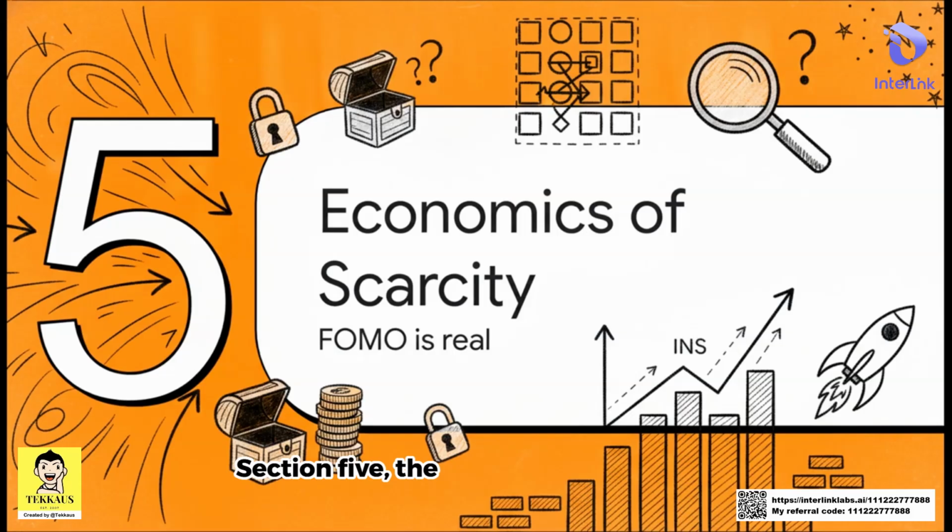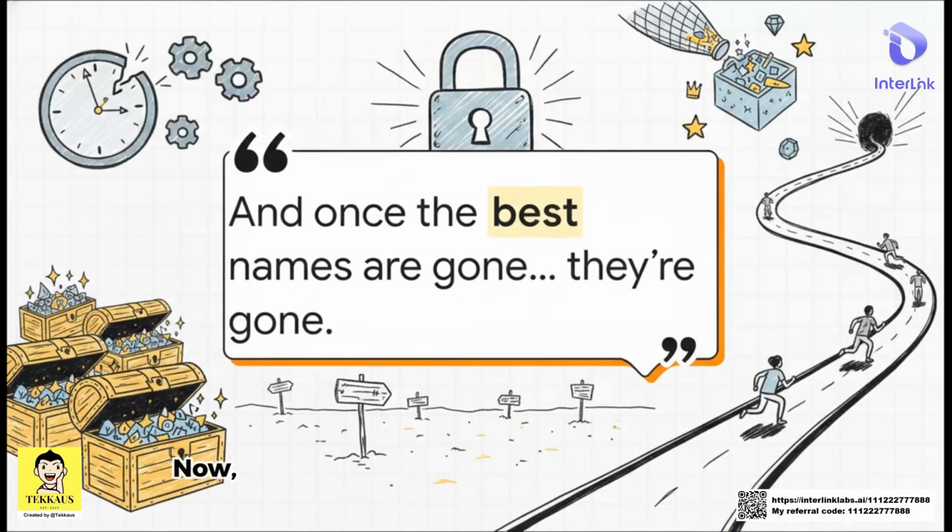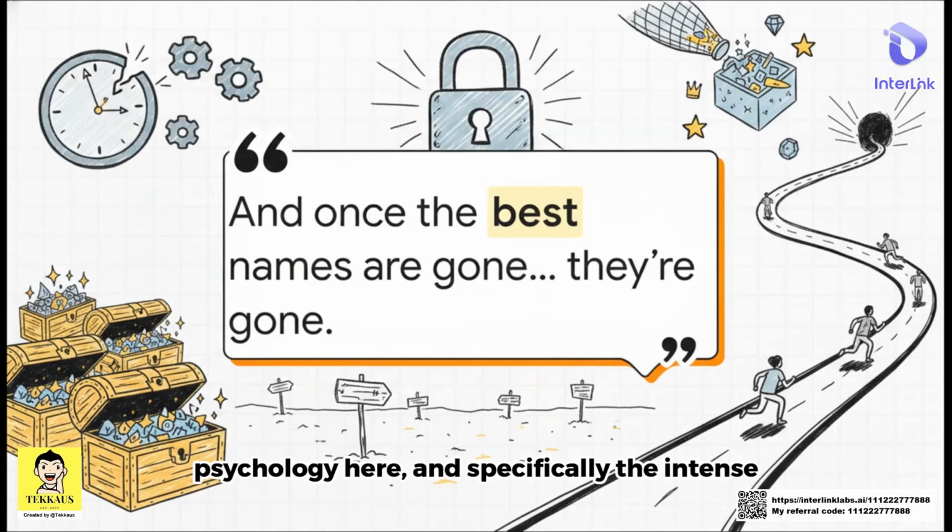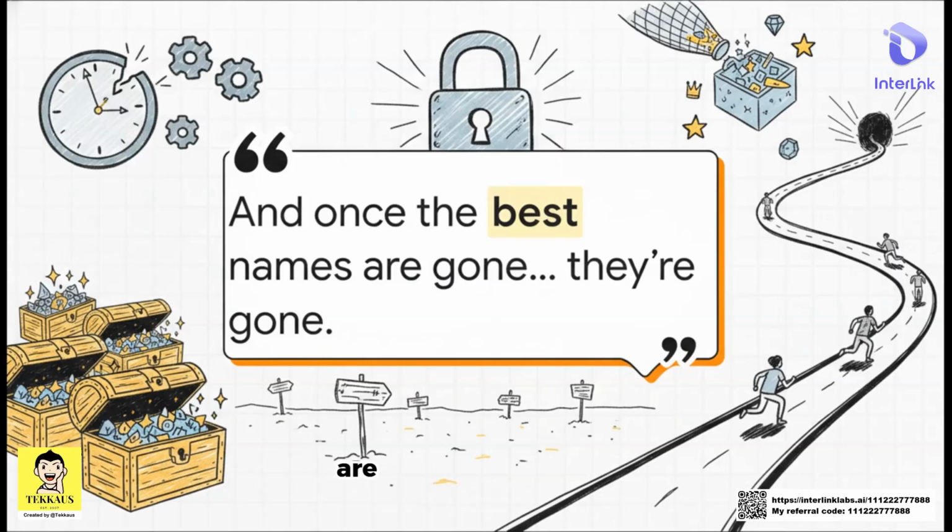Section 5. The economics of scarcity. Now, we've got to impartially look at the market psychology here, and specifically the intense scarcity that's driving this current wave of anticipation. The source material uses this really striking, uncompromising sentiment: once the best names are gone, they're gone. It's a pretty stark reminder that in this landscape, early movers are going to capture the absolute most utility.